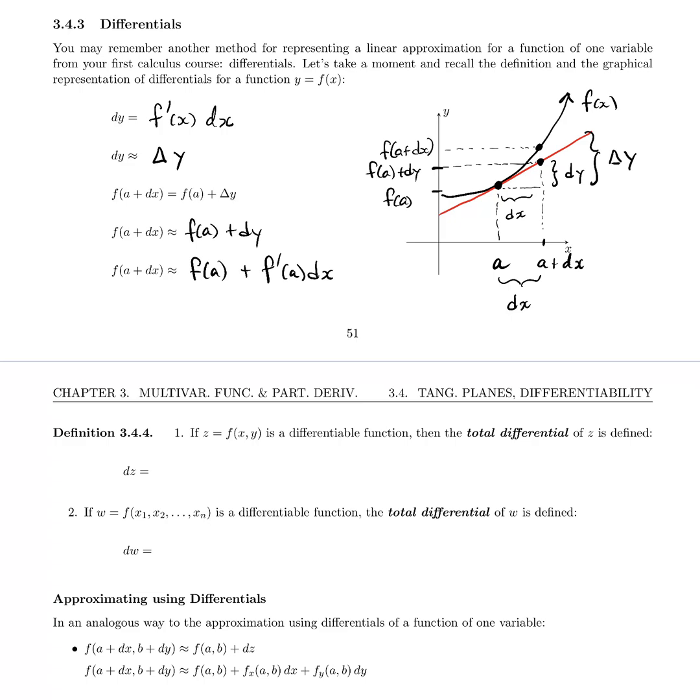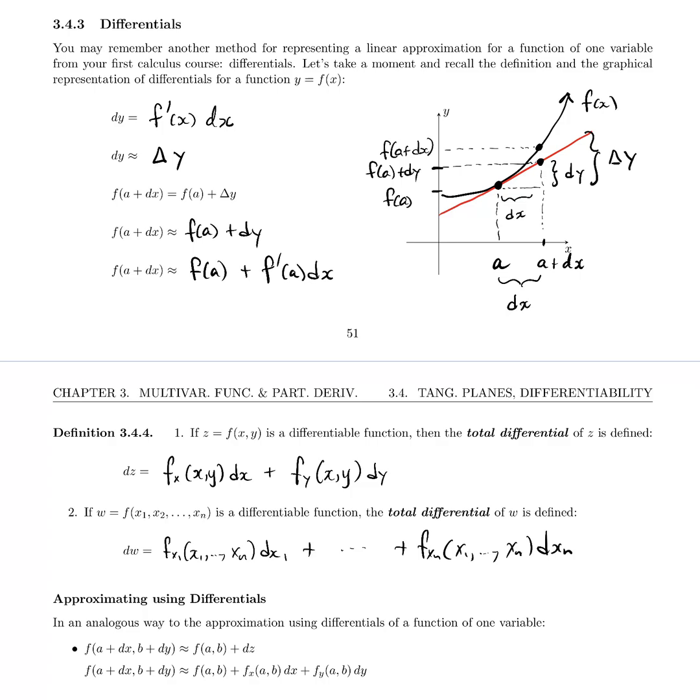So if we have z as a function f of x, y, if it's a differentiable function, then the total differential of z is defined as dz is f sub x of x, y times dx plus f sub y of x, y times dy. And if we have a function of n variables, if w is equal to f of x1 through xn, then the total differential of w is dw is f sub x1 of x1 through xn times dx1, summed up all the way to f sub xn of x1 up to xn times dxn.